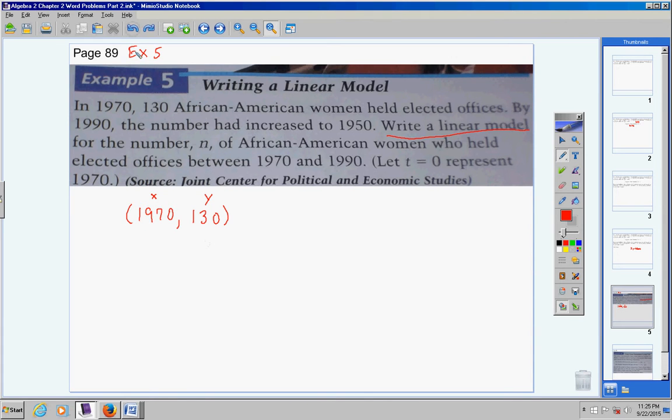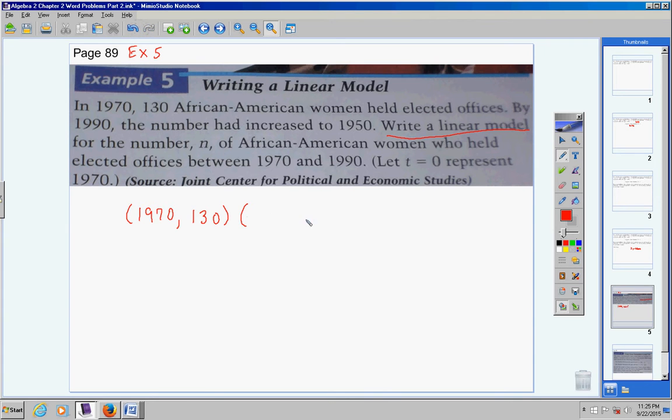Now think about it. Are we trying to find a model in which we can put in time and get out the estimated number of African American women in office? Or are you going to put in a certain number of women in office and get out a year? To me, it's pretty obvious. We want to have an equation where we put in a year and we get out how many African American women held office in that year. Okay, so that's why I'm putting my two numbers in that order.